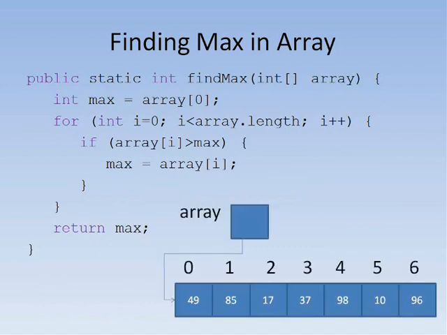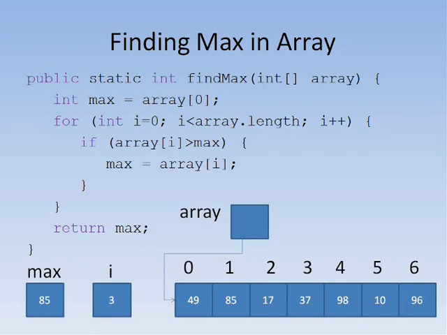Suppose array is passed in with the values shown. The code will first set max to 49, the value of the first element, the one at location 0. I then starts at 0, and we compare each value to max. When we get to 1, we find 85, which is larger, so max is replaced.